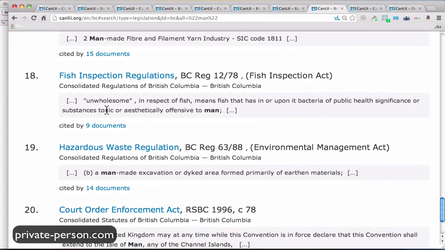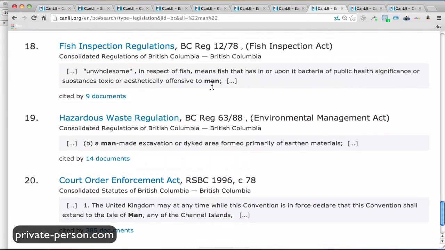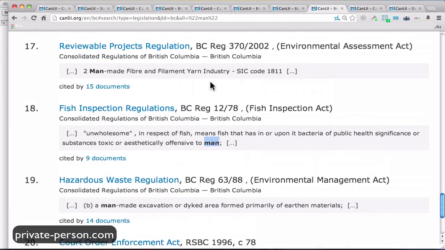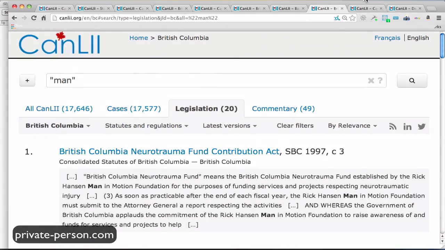Man-made fiber, here we go. Fish inspection regulations, again with the animal type stuff. Aesthetically offensive to man, not to person, natural person, or human being. All right. So there we go. There's a few examples of actually using the term man in its acts, and that's in British Columbia.